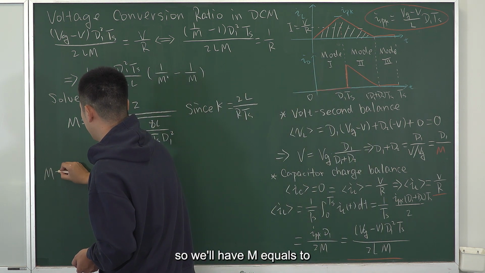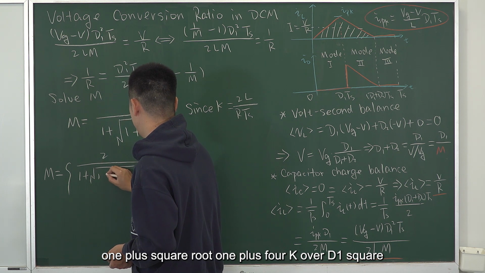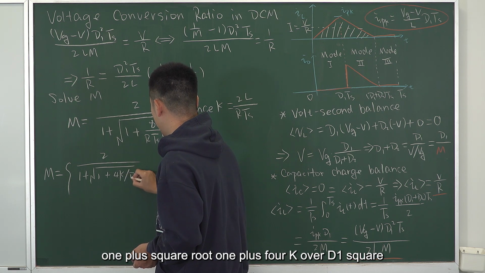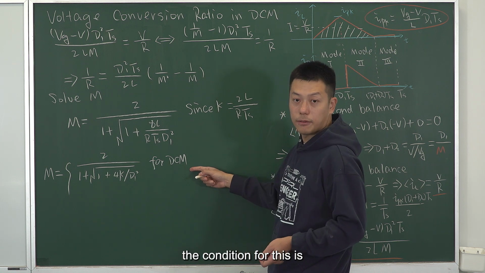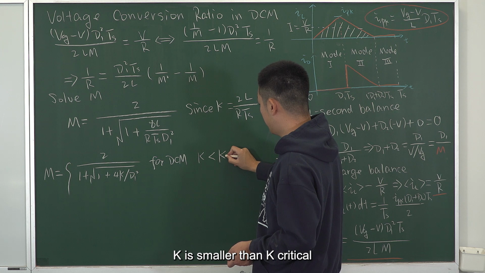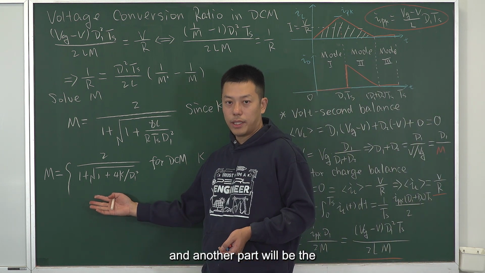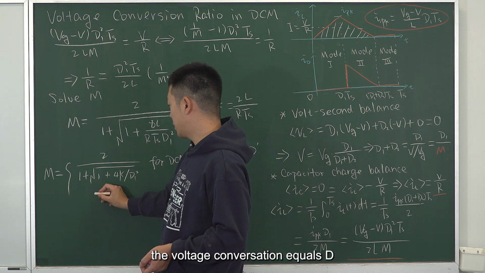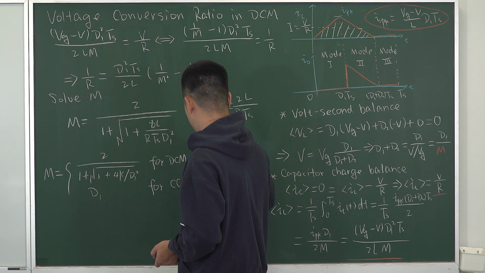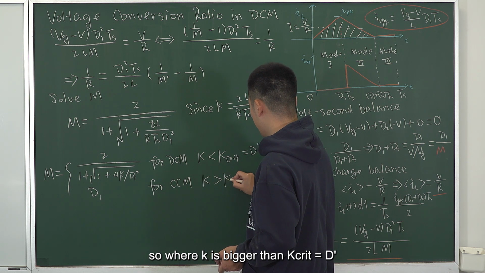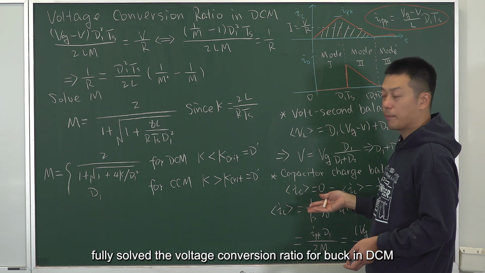So we'll have M equals, in DCM, 2 over 1 plus square root of 1 plus 4K over d1 square. This is for discontinuous conduction mode, where the condition is K is smaller than K critical. And another part will be the CCM mode. We learned that for CCM mode, the voltage conversion ratio equals D, which we denote as D1 here, right? For CCM, K is bigger than K critical. Till now, we have fully solved the voltage conversion ratio for Buck in DCM.